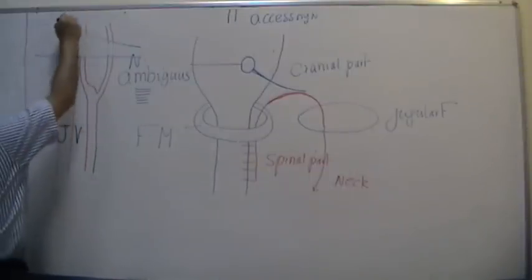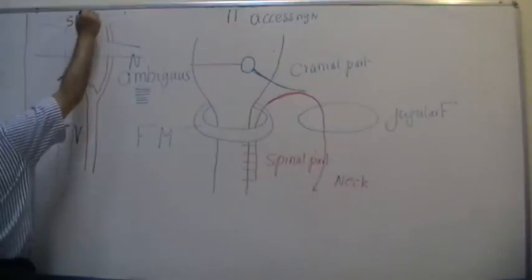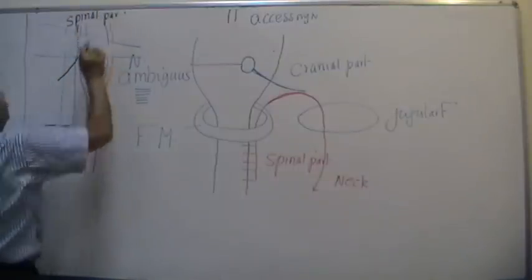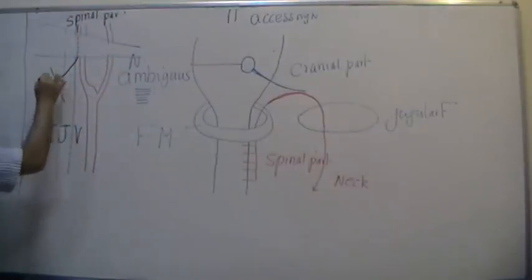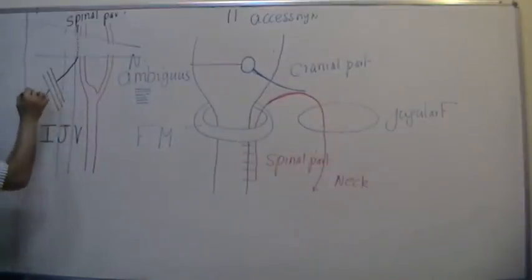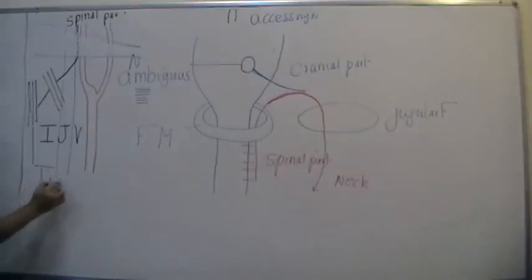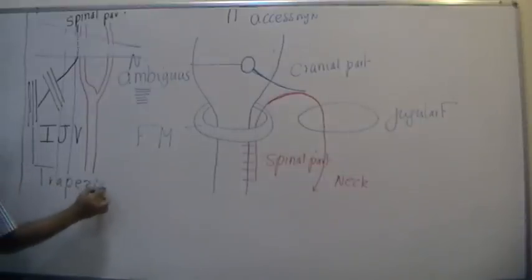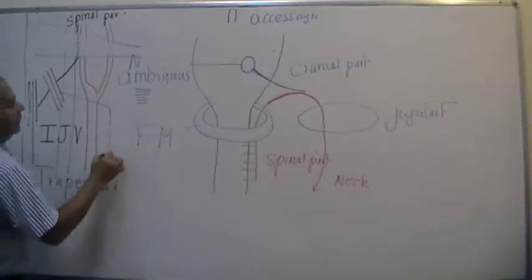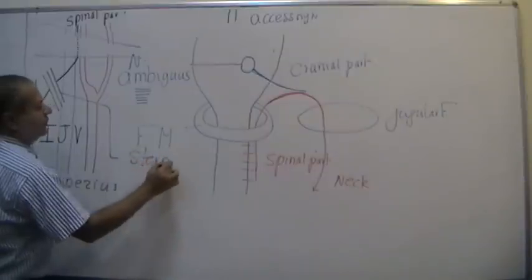So this is the spinal part of the accessory. It passes to supply the sternomastoid muscle, and then passes in the roof of the posterior triangle of the neck to supply the trapezius muscle. It supplies the trapezius, and it supplies the sternomastoid muscle.